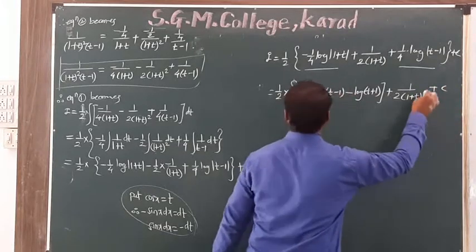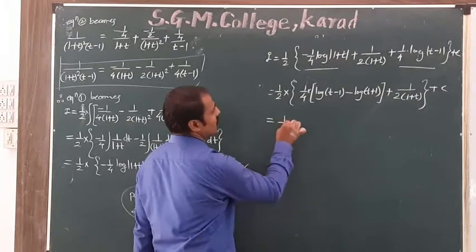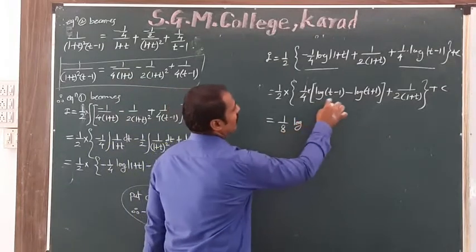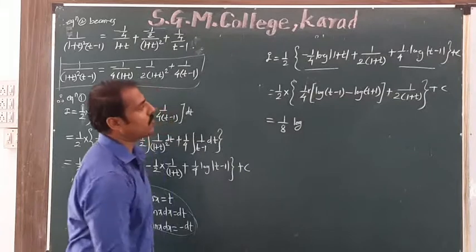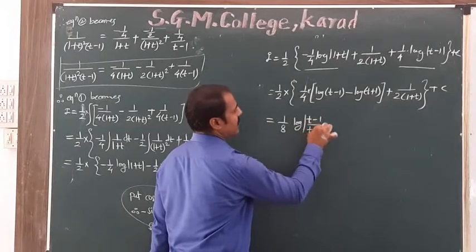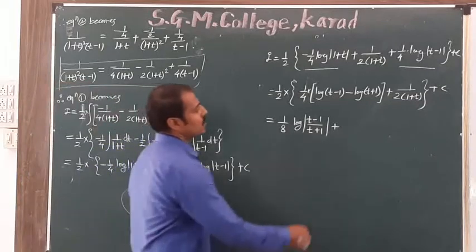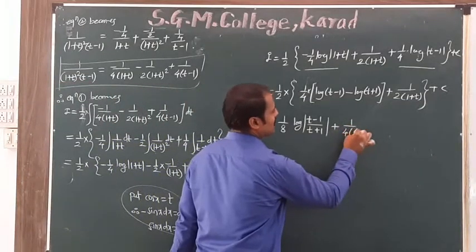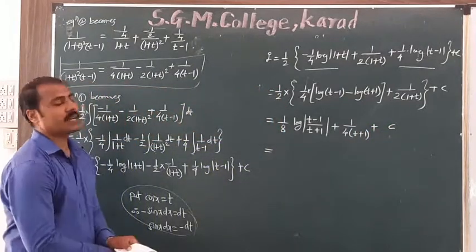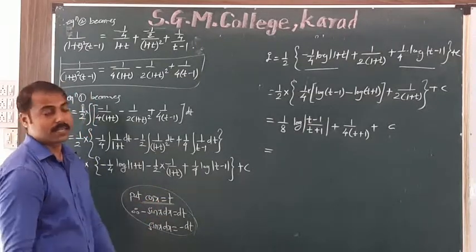plus constant of integration c, curly bracket complete, which is equal to, multiplying by 1 upon 2, it's 1 upon 8 into log of mod, log m minus log n is log m upon n, log of mod of t minus 1 divided by t plus 1, plus 1 upon 2 into 1 upon 2, it's 1 upon 4 into 1 plus t or t plus 1 as it is, plus constant of integration c. But here the answer is in variable t because of our substitution. So what is t? T is cos x.